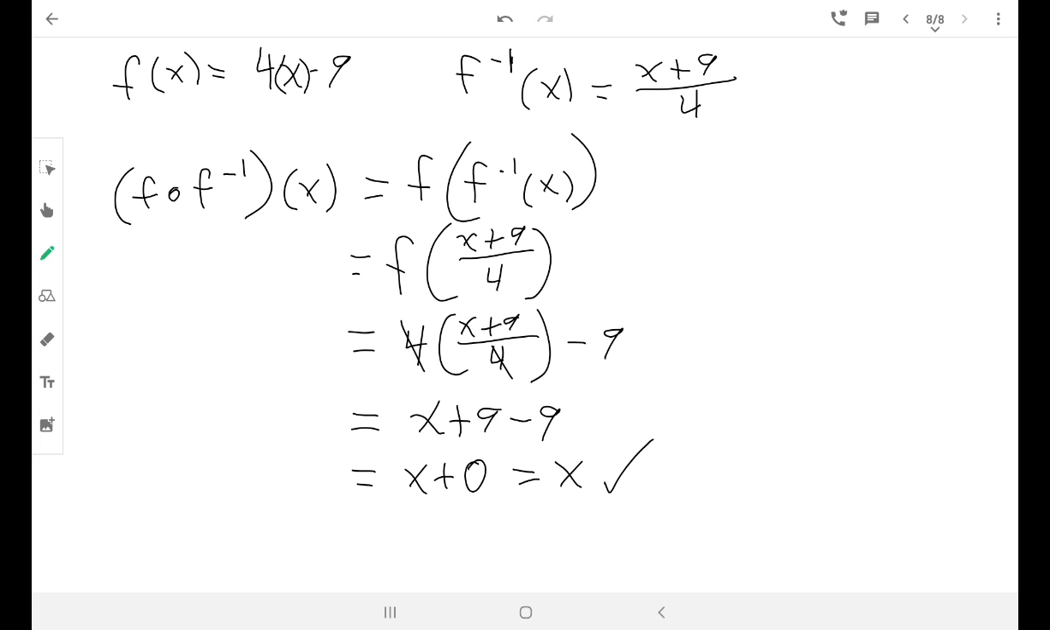And so now I've shown, and really we should do it in both directions, but I'm just going to show it in this one direction, and you can verify the other direction for yourself.